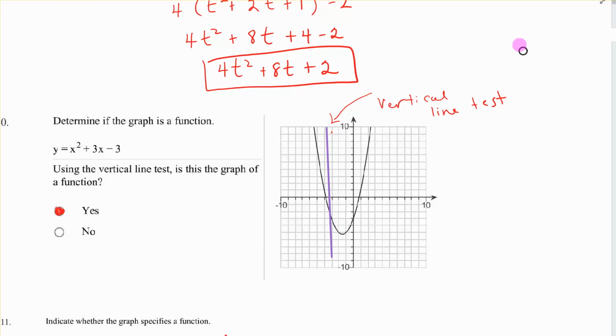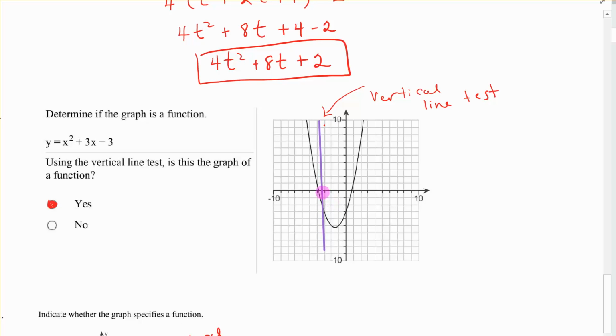Number 10, you are deciding if this is a function. You have a picture of it. Vertical line test. Draw it through. See how many times it hits. And it was only once, so it is a function.